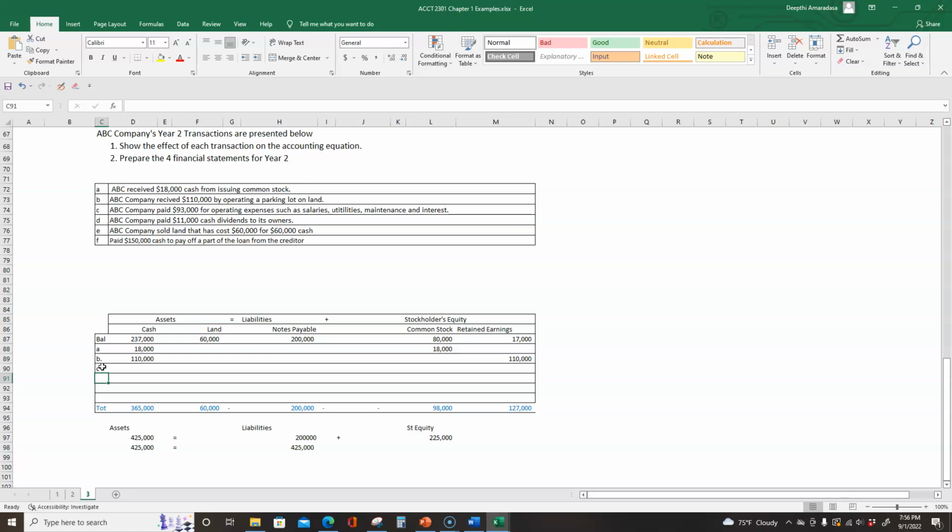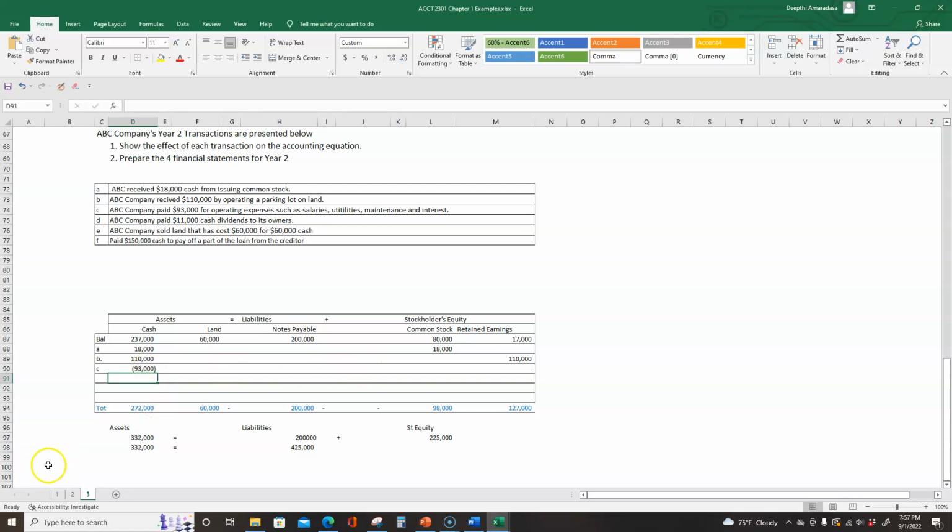Transaction C says ABC Company paid $93,000 for operating expenses such as salaries, utilities, maintenance, and interest. When the company paid $93,000, we know that our cash decreased, so I'm going to go to the cash column and put that our cash decreased by $93,000. I'll put that in as a negative number or parentheses that shows cash decreased.